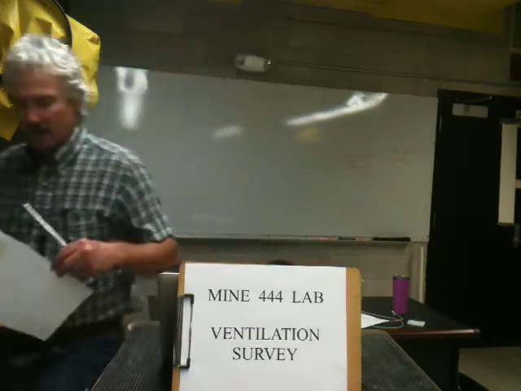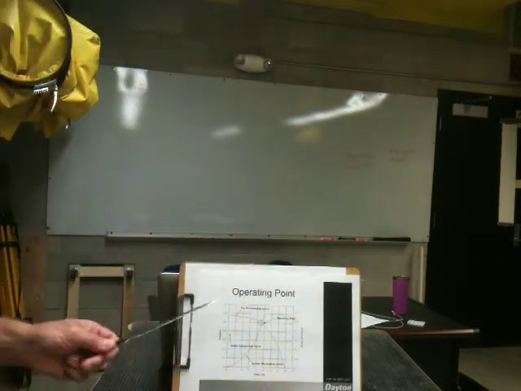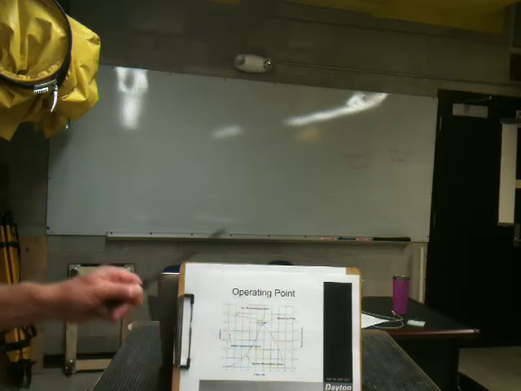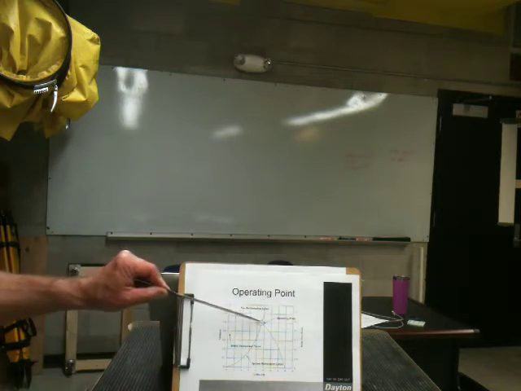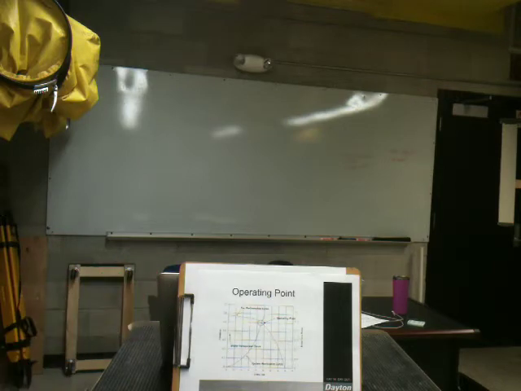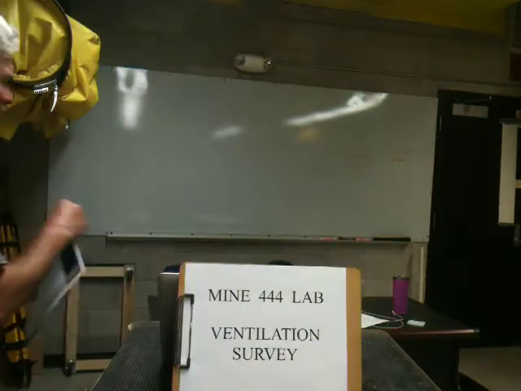And the two curves intersect at the operating point for that fan and that system. Okay, so fan performance curve, airway resistance curve. Where they meet, the fan will develop that much pressure and supply that much flow Q. Okay, the same principle applies to a mine as a whole.